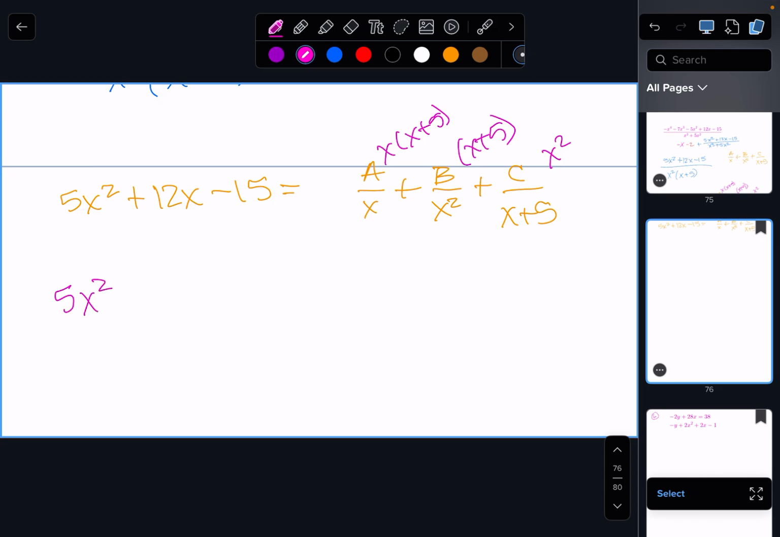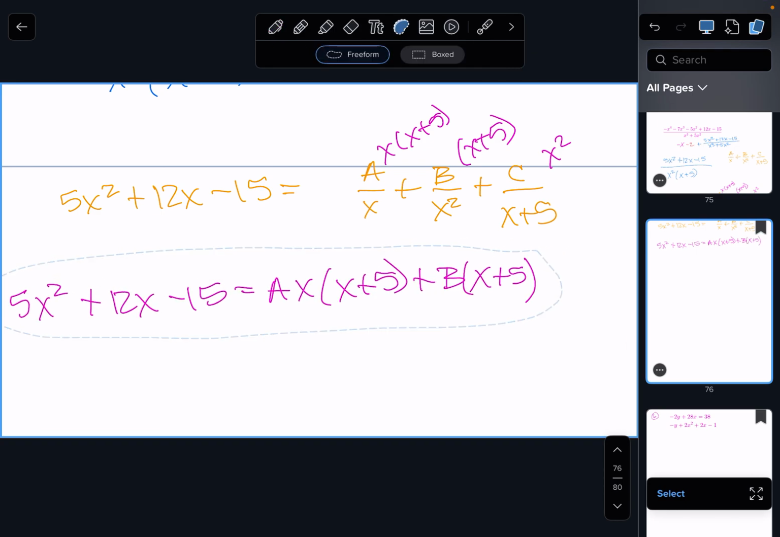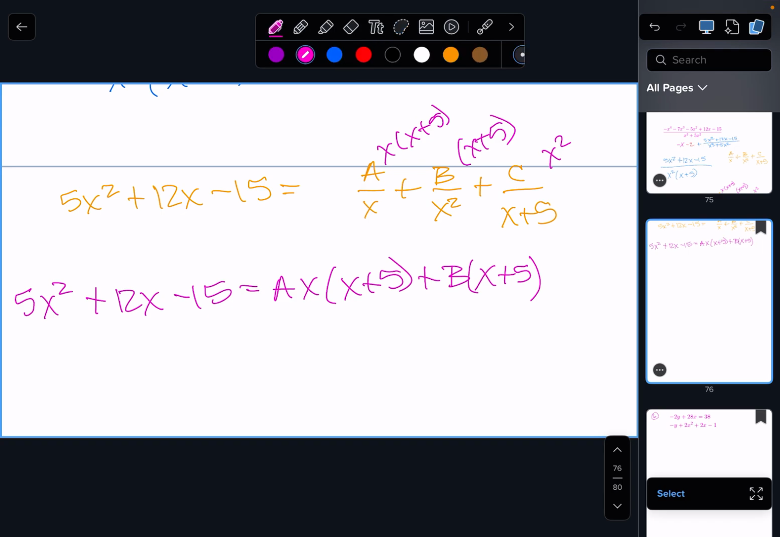5x squared plus 12x minus 15 equals Ax times (x plus 5) plus B times (x plus 5) plus Cx squared.